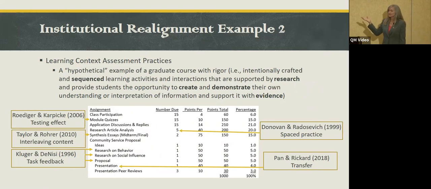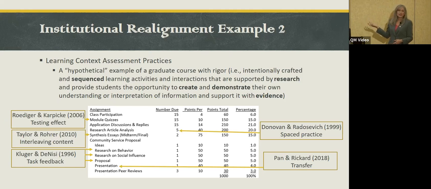We have synthesis essays. So at midterm and the end of the semester, students have an opportunity to revisit the information and bring it together in a synthesis format. We have research evidence to support that. It's called interleaving. And then if we look at the community service proposal there, there's a lot of assignments that are part of that, where students give ideas, get feedback, write the first section of the paper, get feedback, second section of the paper, get feedback, turn it in at the end. We can bring task feedback research to support that plan in the form of feedback intervention theory.